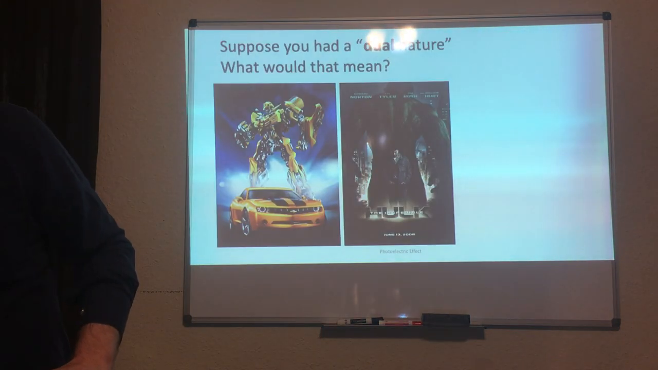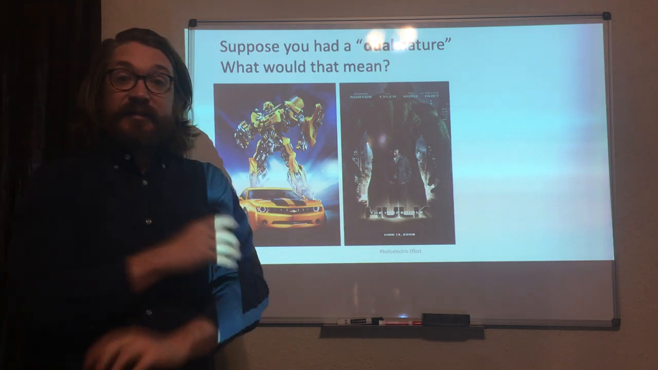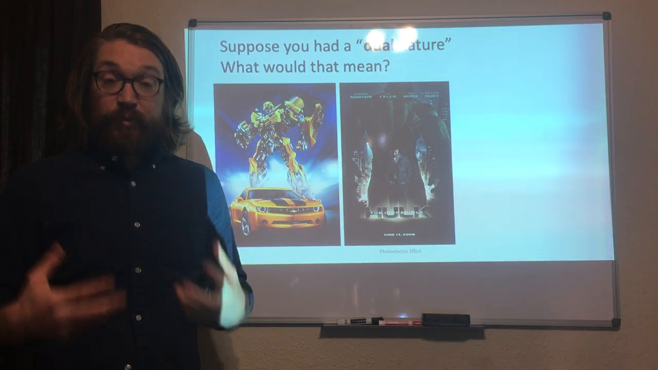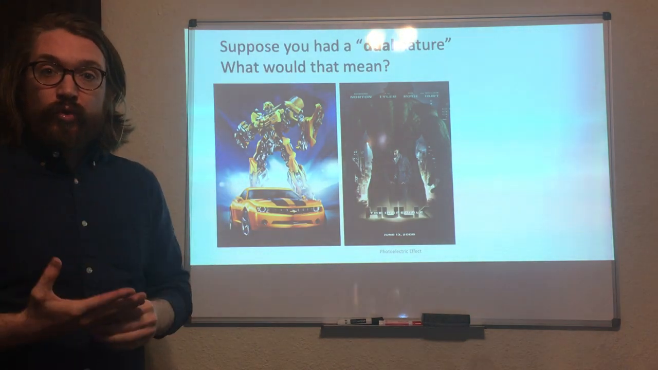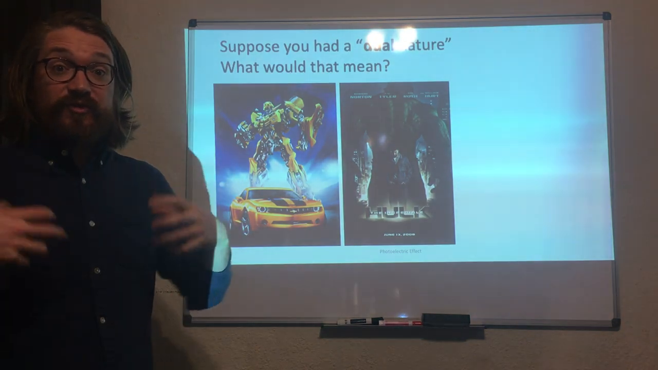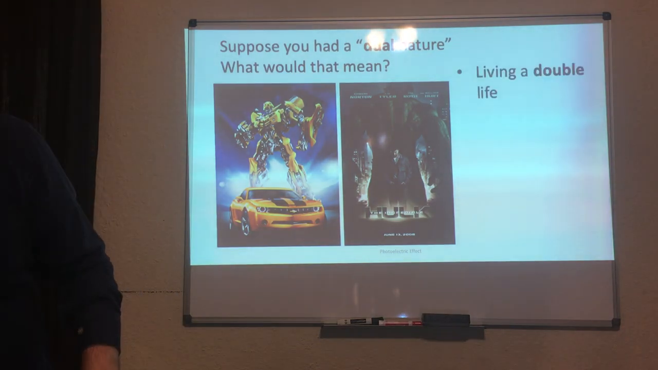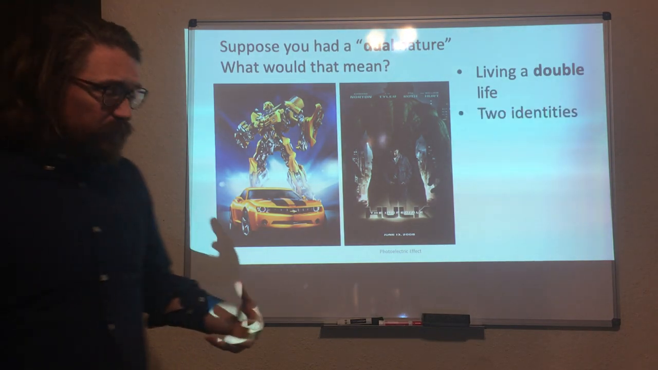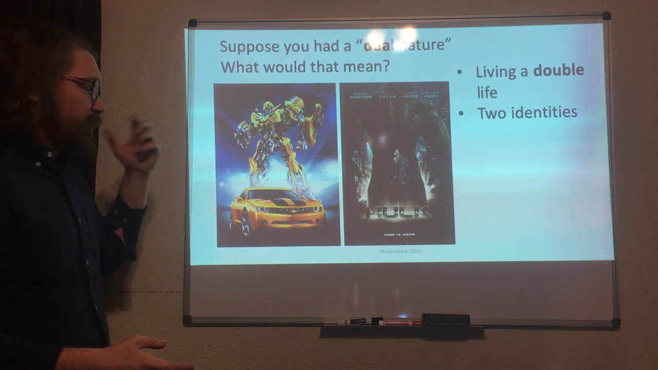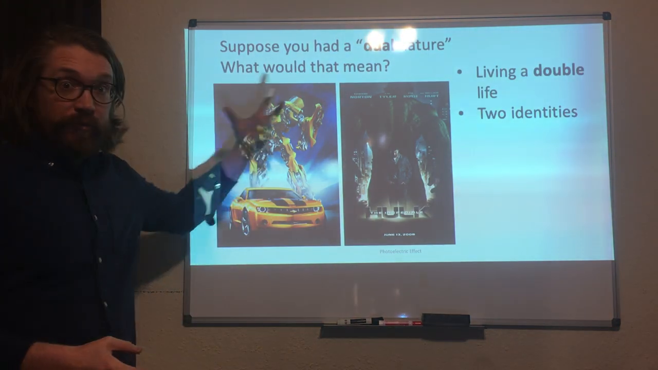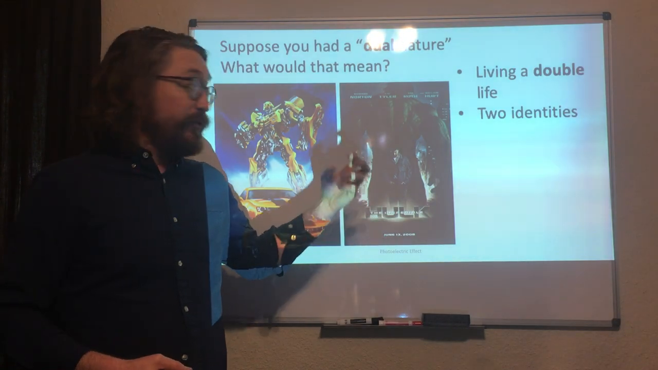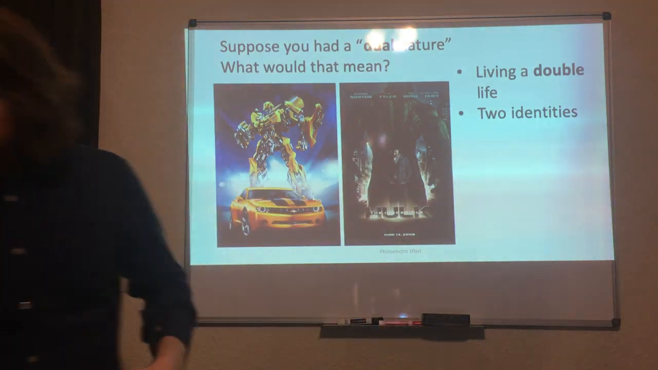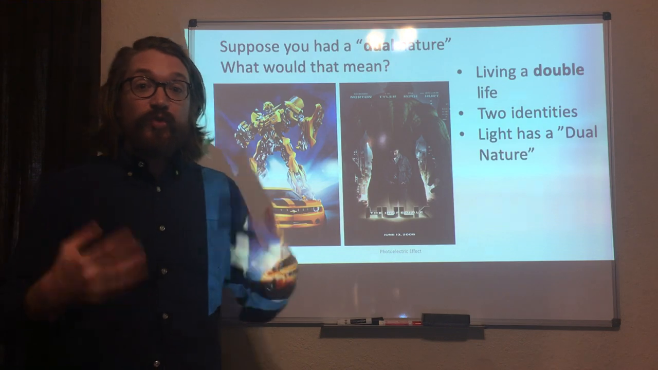All right. So the next thing we're going to talk about is light itself and some pretty cool stuff that we can do with it. Light is said to have a dual nature, okay? If something has a dual nature, usually what that means is it's living a double life. It has two identities, like a Transformer, right? Bumblebee is both a robot and a car. Bruce Banner is both himself and the Hulk, okay? Light has a dual nature.